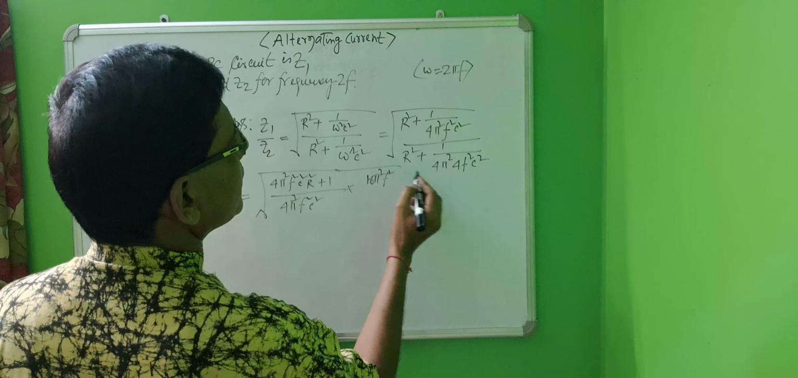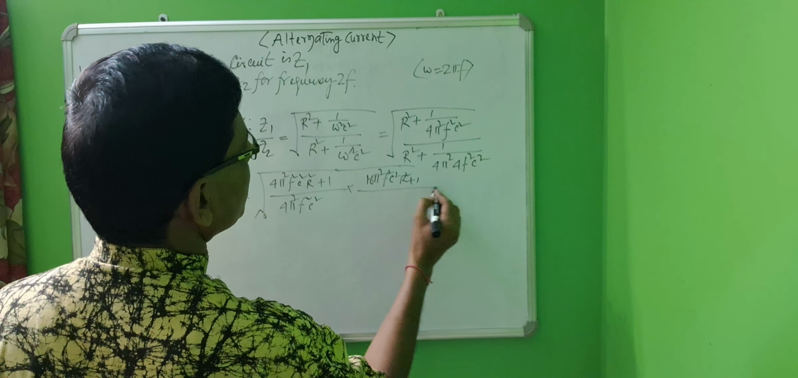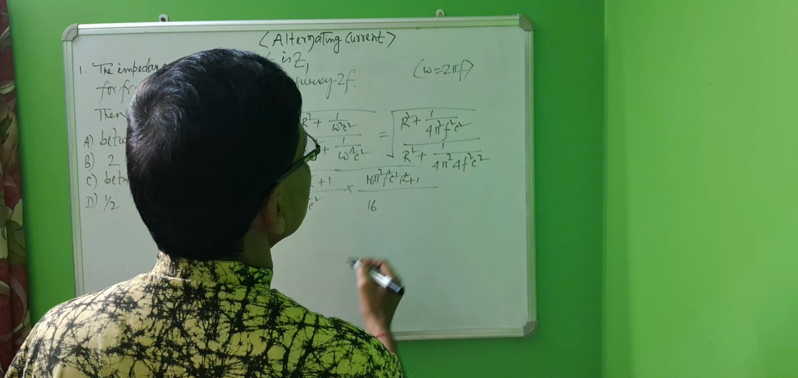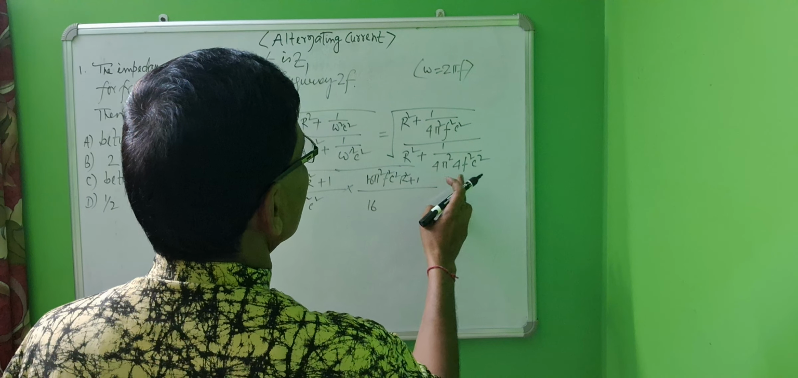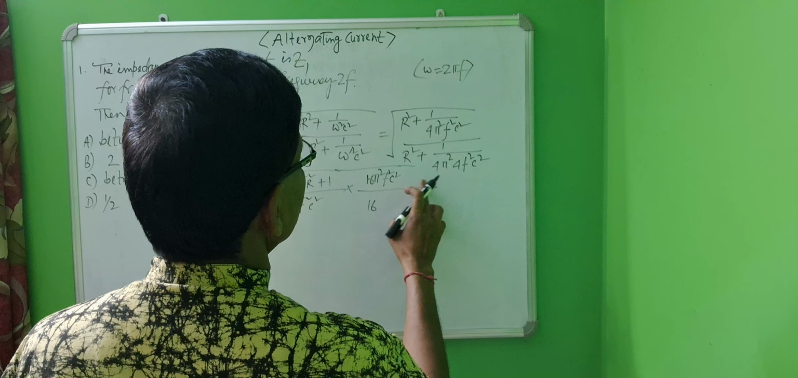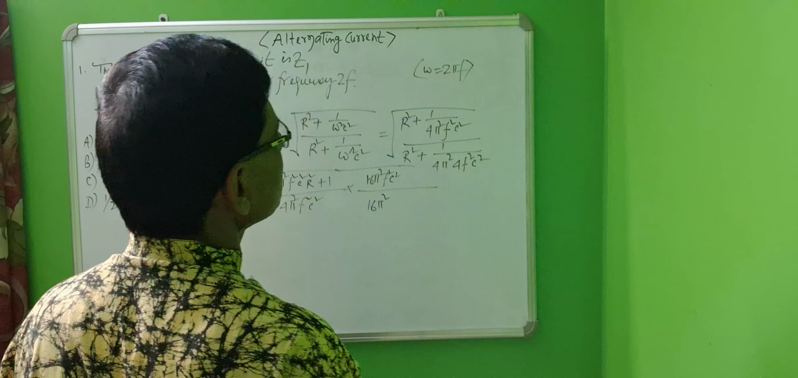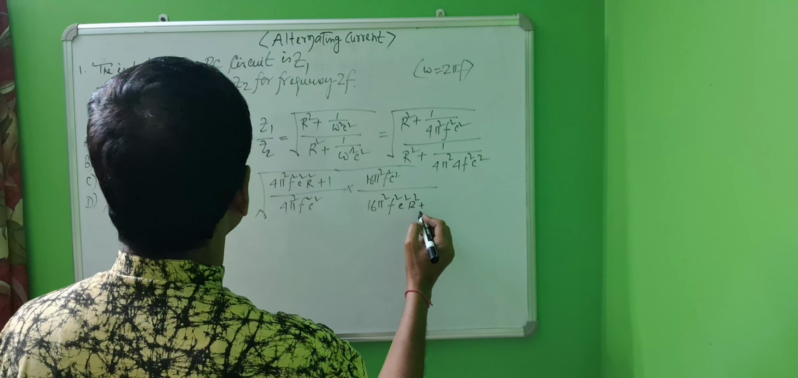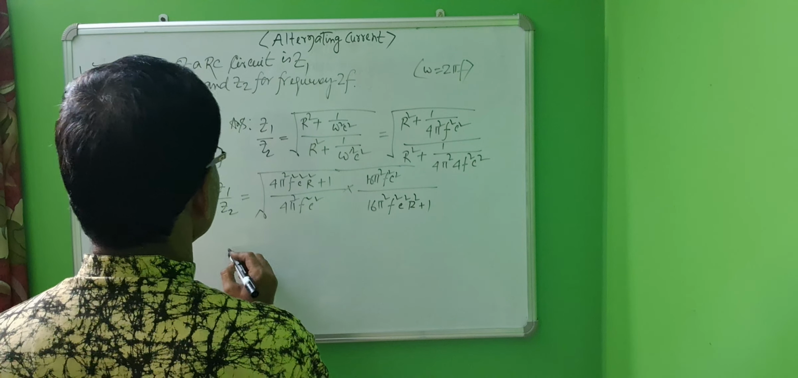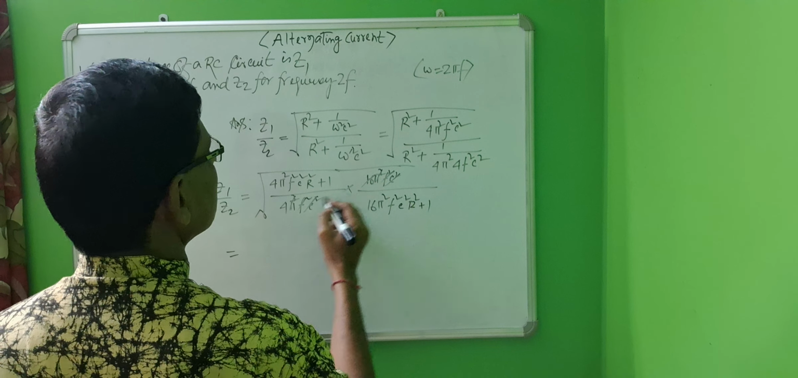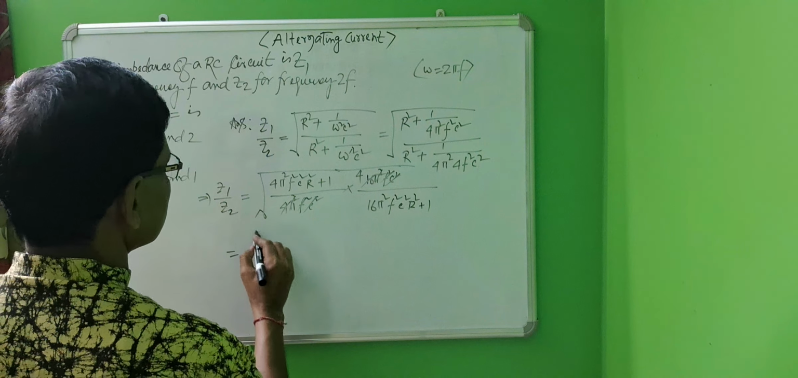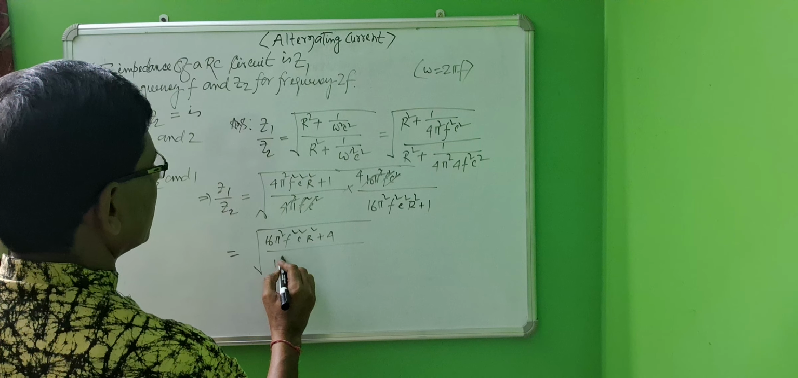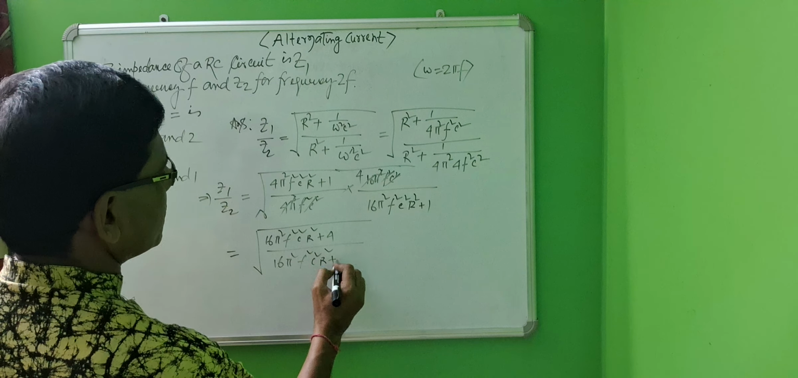Sixteen pi square F square C square R square plus 1, this divided by sixteen pi square F square C square R square plus 4, this divided by 16 pi square F square C square R square plus 1.